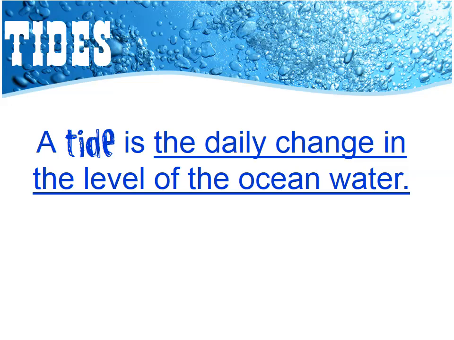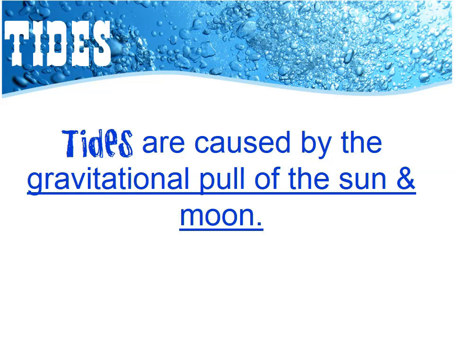So when we're talking about tides, we're talking about the whole entire ocean. Currents are only in certain parts of the ocean. Waves are only in certain parts, but tides affect the whole entire level of the ocean water. Tides are not caused by anything down here on Earth. They're actually caused by the gravitational pull of the sun and the moon.